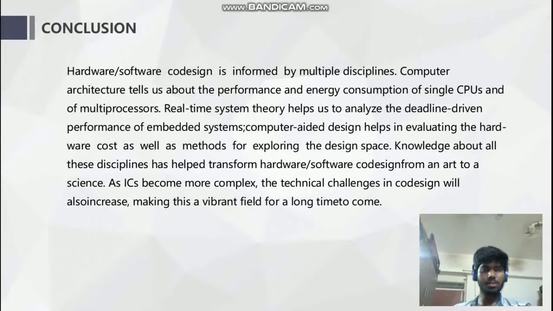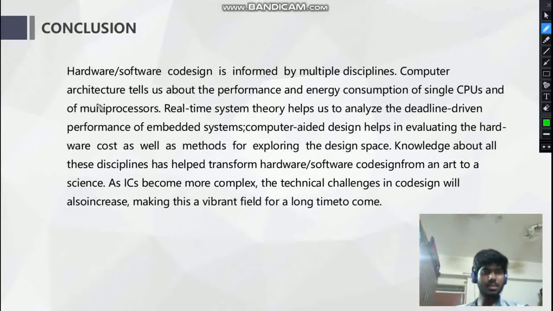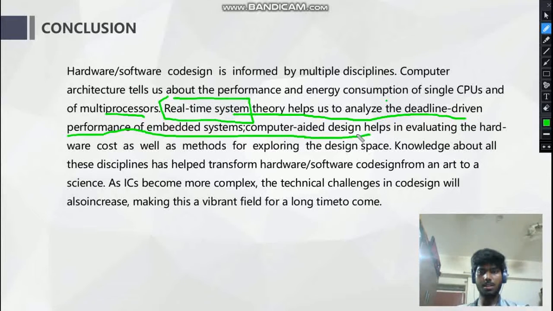So here is the conclusion which I went through. Hardware software codesign is informed by multiple disciplines. Computer architecture tells us about the performance and energy consumption of single CPUs and of multiprocessors. Real-time system theory helps us to analyze the deadline-driven performance of embedded systems. So the important factors are real-time systems and computer-aided design. Knowledge about all these disciplines has evolved and transformed hardware software codesign from an art to a science. So it's still a research topic.